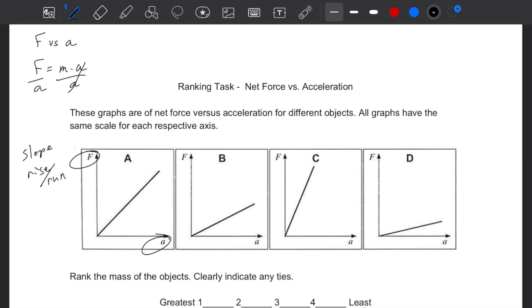So which one has the biggest slope? I think the biggest slope is probably coming from C. That's the steepest slope that I see. I think now that we kind of see that, C would be first, followed by A, then B, then D, the last one. As the slope increases, so does the mass, because we're looking at slope being mass. So C, A, B, D.